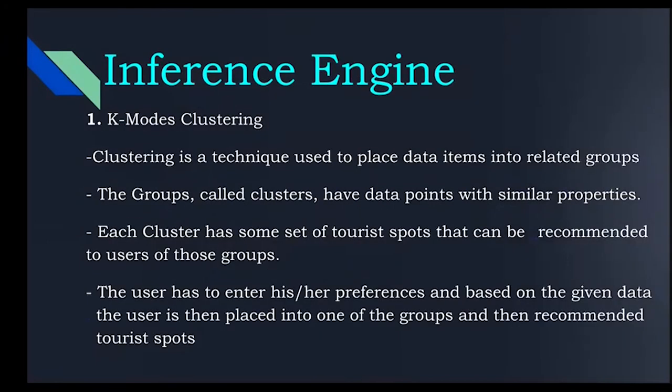So let's see what inference engine our expert system uses. K-mode clustering is a machine learning algorithm. When the user runs the app, it asks many details of the user, like his age, number of family members, and where he has toured in the past, and groups him into what is called a cluster. A cluster represents a group of similar people based on preferences. Each cluster can be recommended some tourist spots. For example, a cluster where people love hill stations will be recommended tourist places that are related to hill stations.